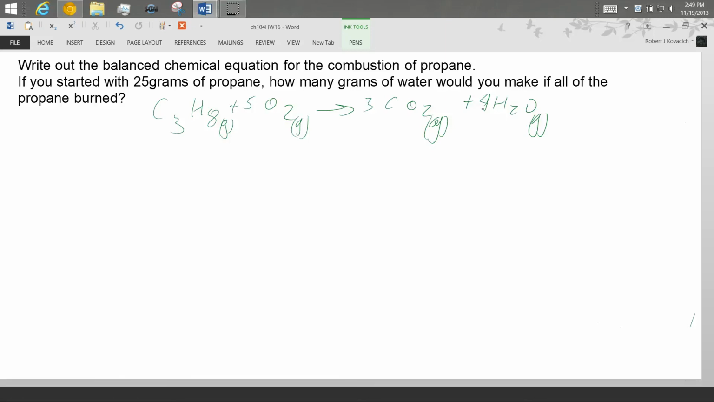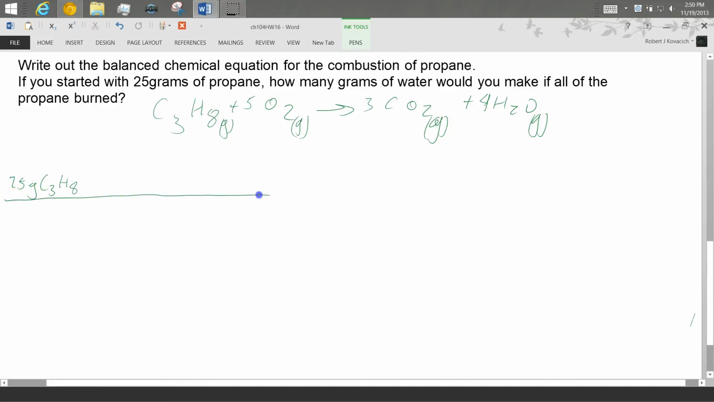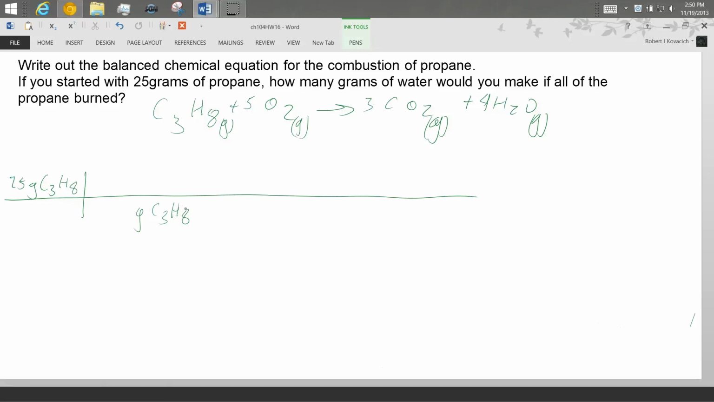Hydrogens are balanced, and the carbons are balanced, and then there's 4, and there's 6, and so the oxygens are balanced. Okay. All right, so I'm going to start off with 25 grams of propane, and I want to know how much water I can make when I burn this propane. So 25 grams of C3H8. I need to put C3H8 in the denominator. Why does that need to go down there? I need to cancel it out, so it's going to have to be down there. So what do I put opposite that?